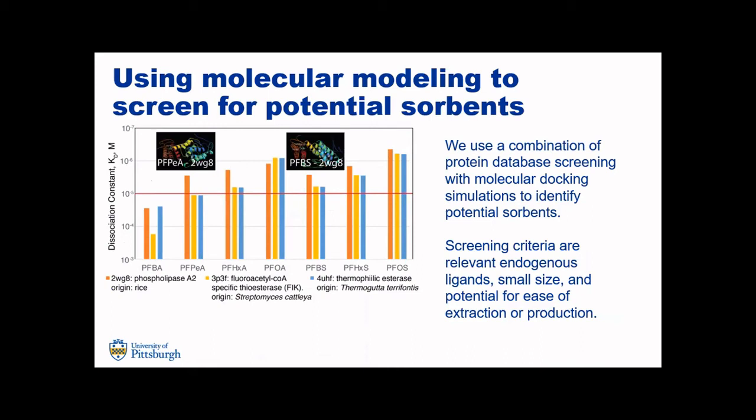And so we use a combination of protein database screening and molecular docking simulations to identify these sorbents, and then try to figure out which ones would be the most promising ones. Here's an example of a phospholipase A2 enzyme from rice that we think could be potentially really good. That line that you see there is sort of a binding threshold; above that line, stronger than that line, is likely going to be strong enough to be able to use as a sorbent. And we find that that particular protein should be good for even PFHxA and PFPeA, which are pretty difficult to get out of water.